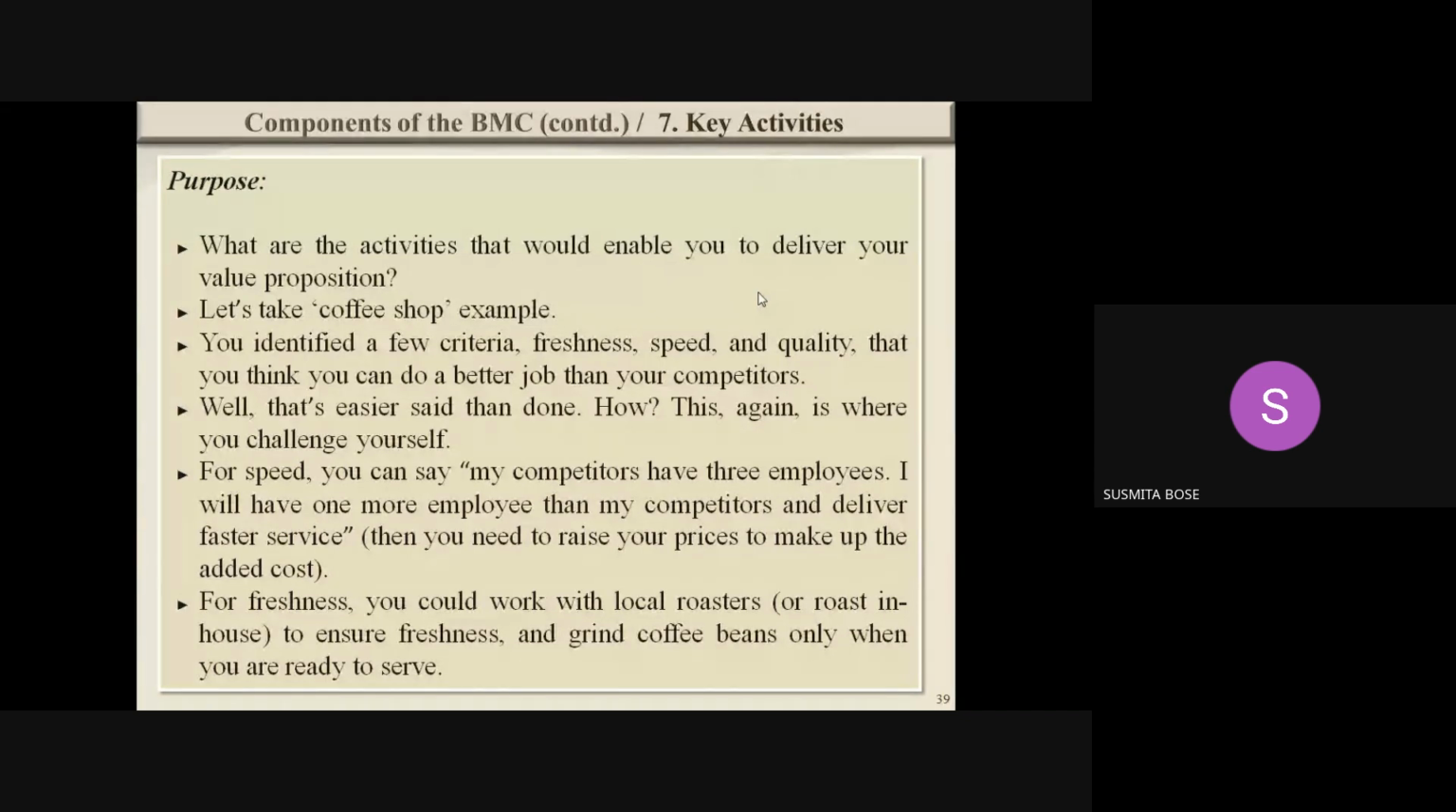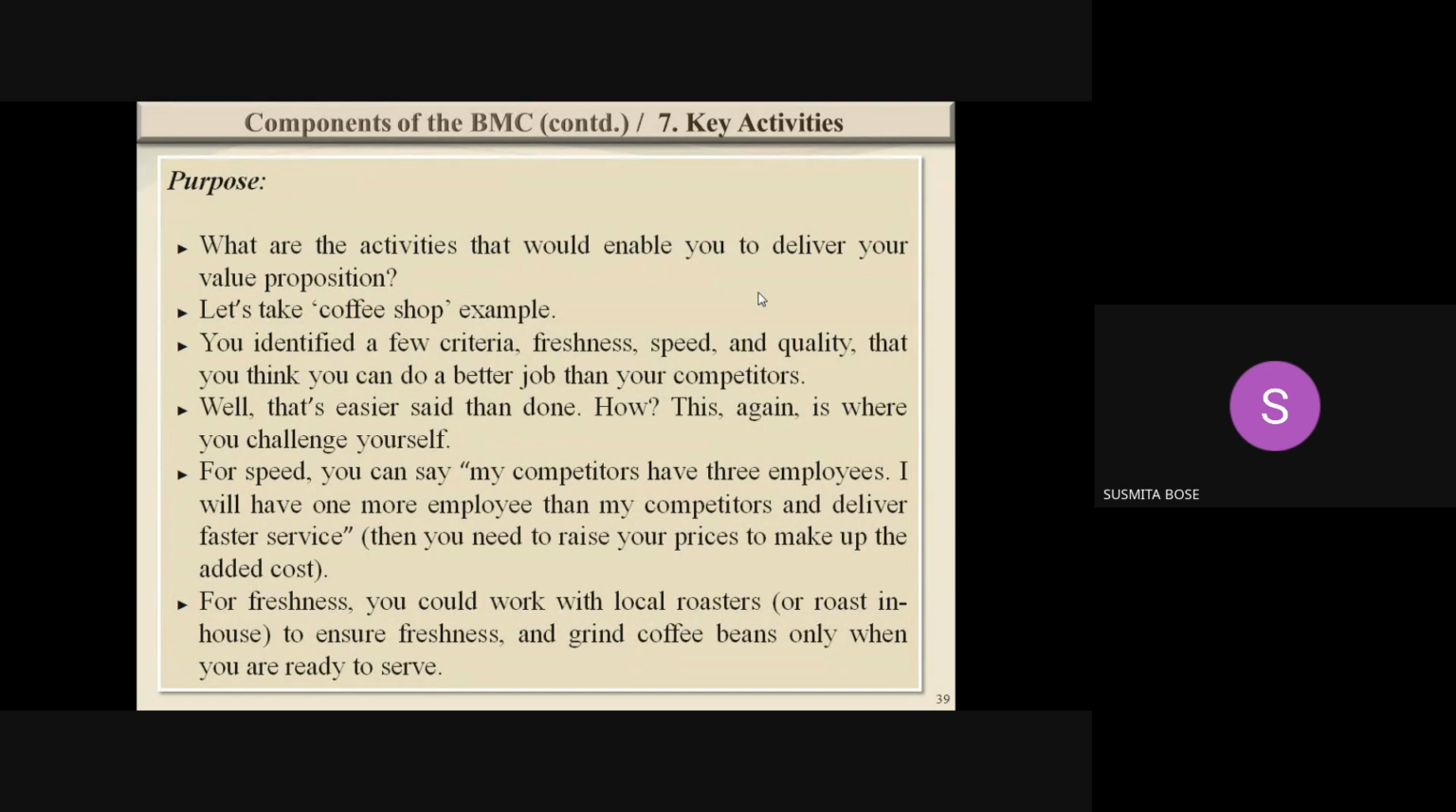Let's take the example of a coffee shop. You identify a few criteria like freshness, speed, and quality that you think you can do a better job on than your competitors. So that's again where you challenge yourself. Like if you have taken 3 points: freshness, speed, and quality. For speed, suppose my competitors have 3 employees. I will have 1 more employee than my competitors and deliver faster service.